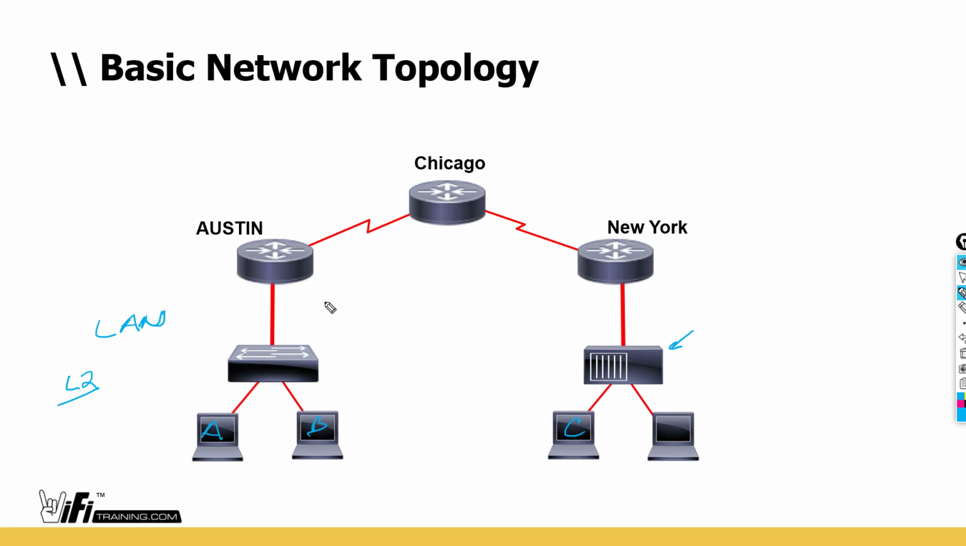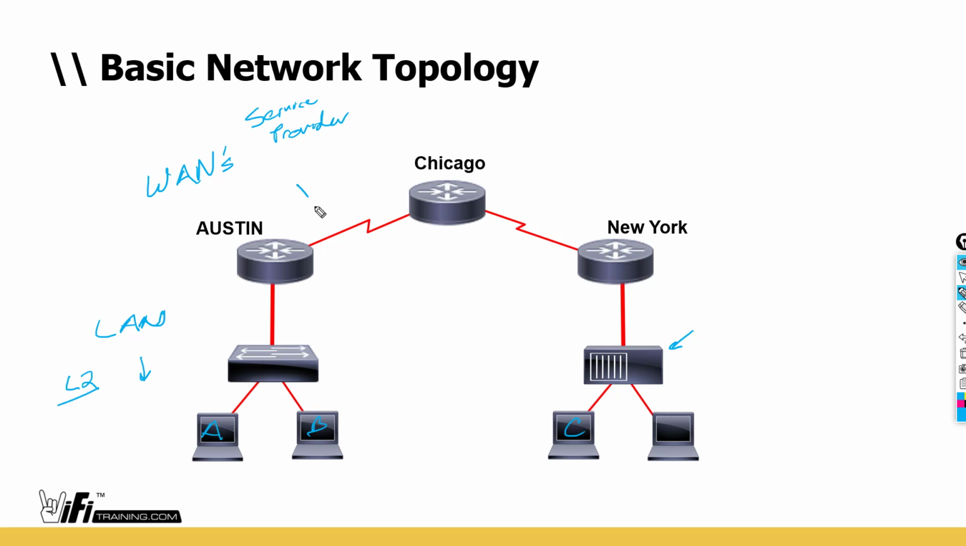Now, how do we get from Austin to New York, for example? Well, we're going to have to use a WAN in this topology. WANs are used to interconnect LANs. So whenever a company grows to a larger size and they have multiple locations, they get interconnected by a wide area network. Now, LANs are typically managed by an IT team that's there at the company. WANs are typically managed by a service provider, okay?